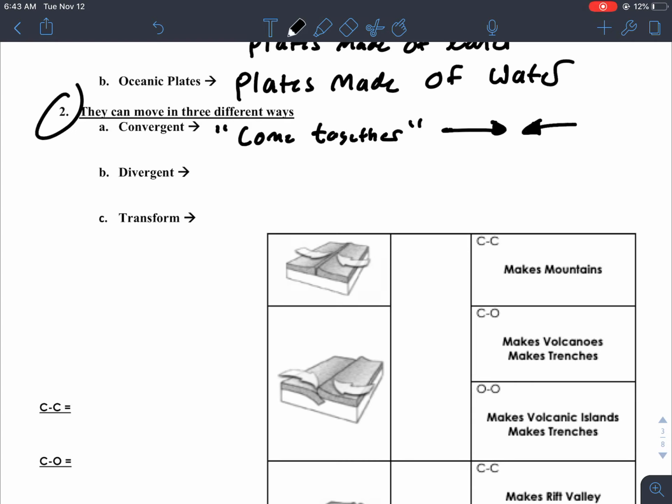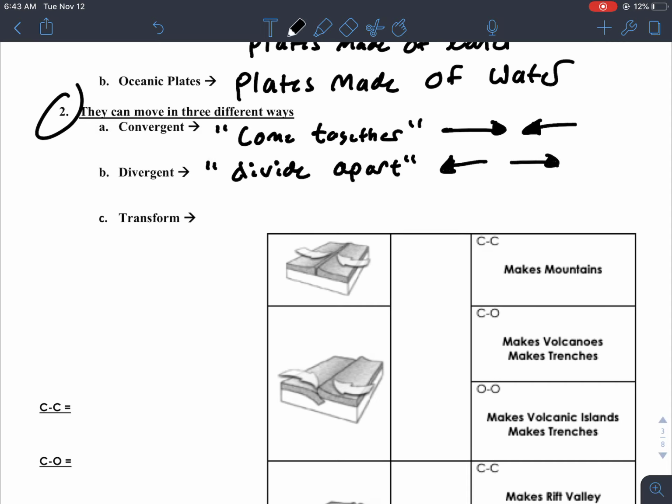Just like that, we have a divergent plate boundary. I want you to put quotes and put divide apart. In divergent plate boundaries, plates aren't moving towards each other. They're moving away from each other. So you know what to do with your arrows. Take them, draw them apart.